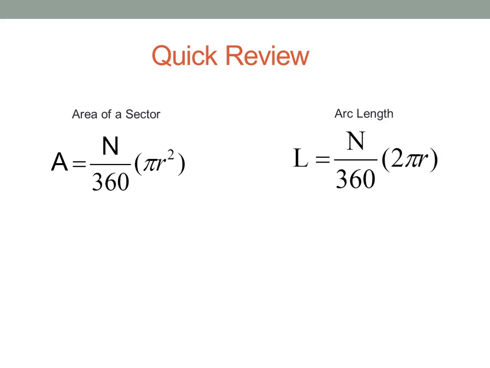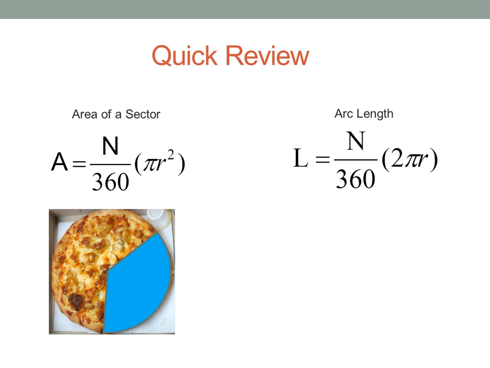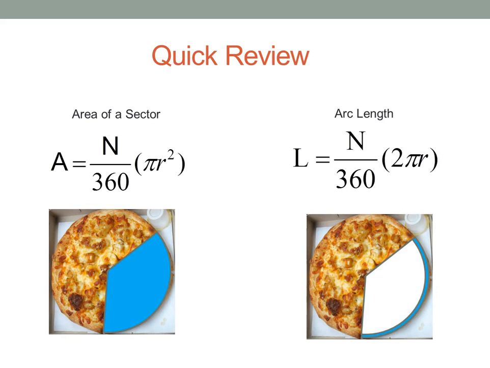So quick review, the area of a sector is the central angle over 360 degrees. So that's a proportion, think of that as a proportion, times the area of a circle, which is pi r squared. And the arc length is the central angle over 360 degrees times 2 pi r, or the circumference of a circle.